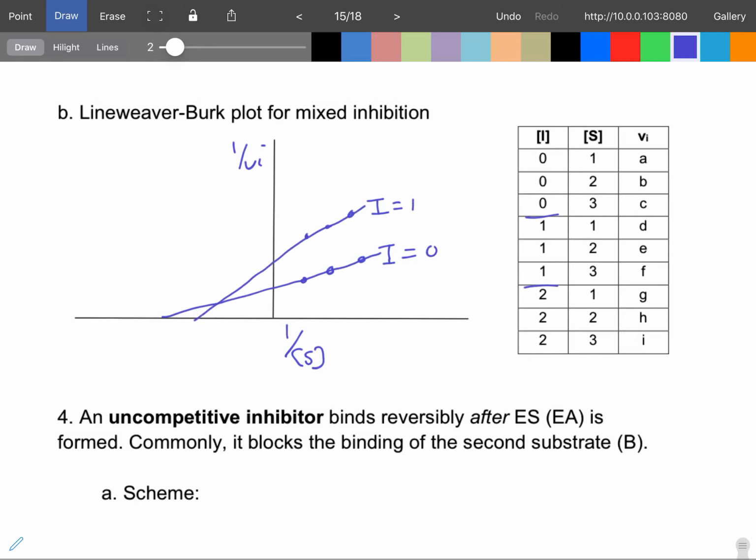And this will be interesting. And then finally we'll add some more inhibitor. This is inhibitor equals 2. And the key thing here is that these will intersect. You'll notice that the y and x intercepts are all different. So Km apparent and Vmax apparent are going to be different from those values. The Vmax apparent will always be lower, as we said, but the Km apparent, it kind of depends on whether it's going to bind better to the free enzyme or the enzyme substrate complex.